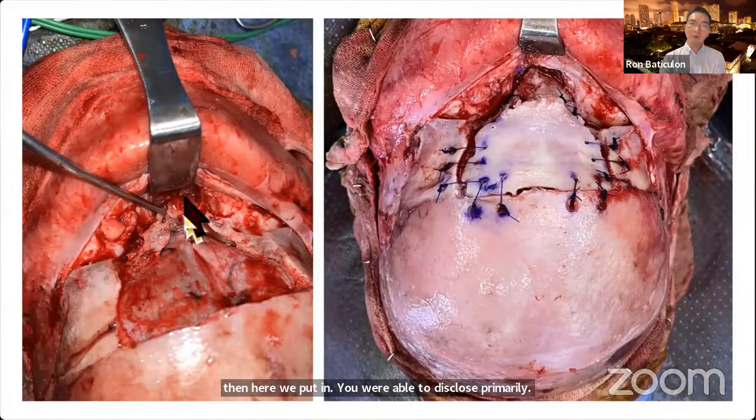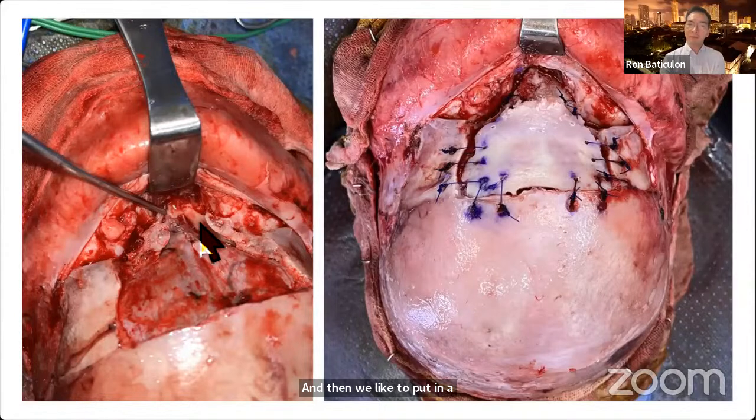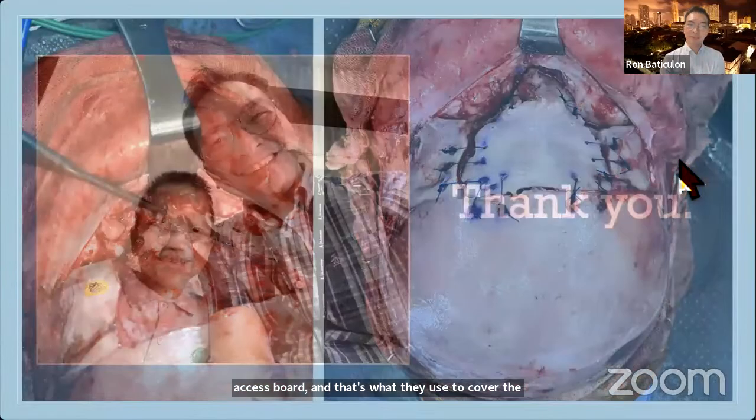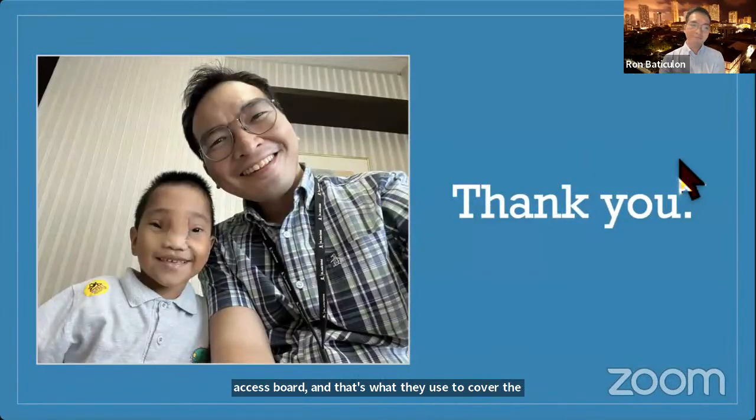And then we like to put in a vascularized graft. So usually either pericranium, we put in the pericranium here, some soft tissue, and then put in the bone. So here we have some excess bone, and that's what we use to cover the bony defect. Again, we just use 2 PDS sutures. So that's it. Thank you.